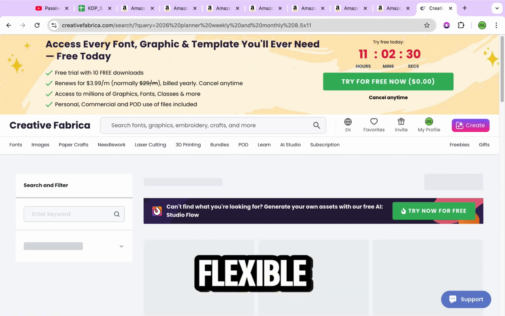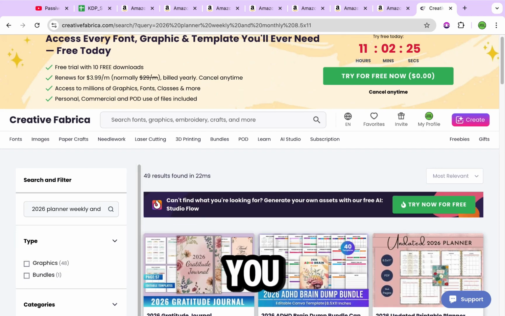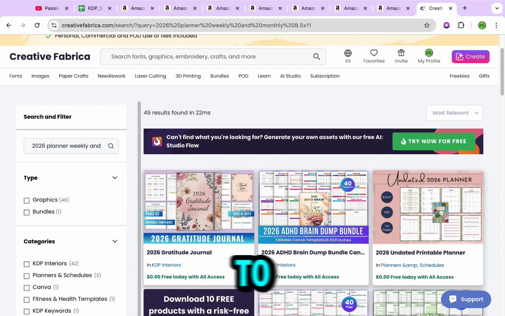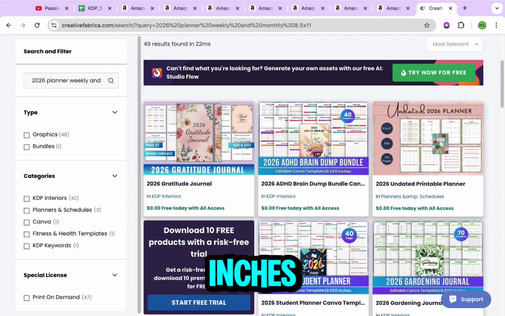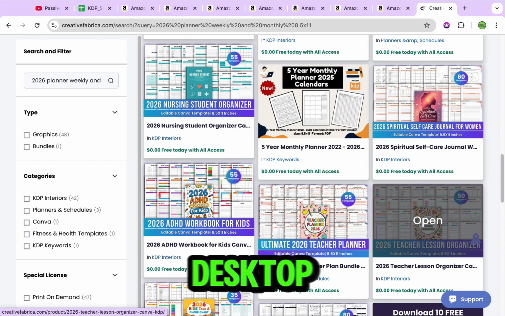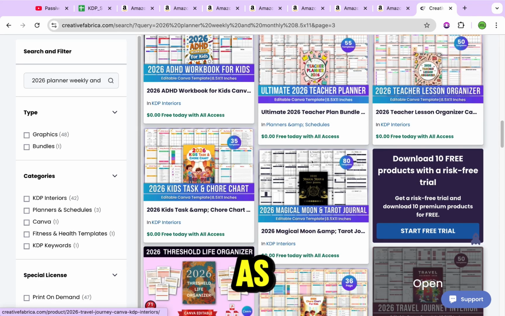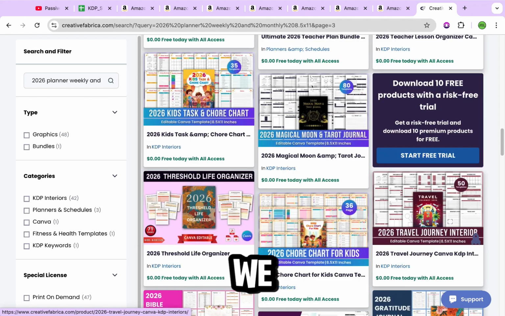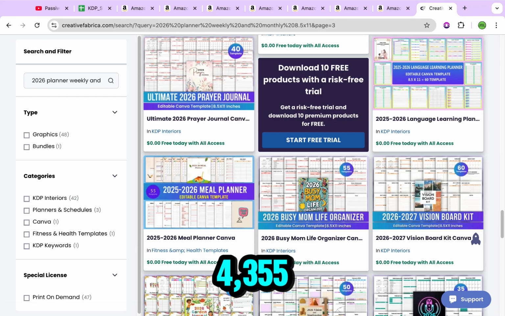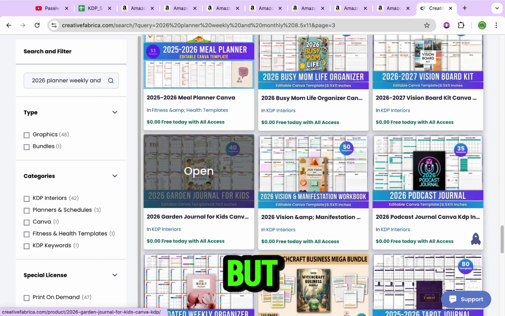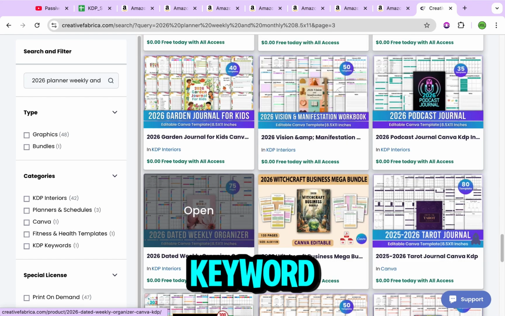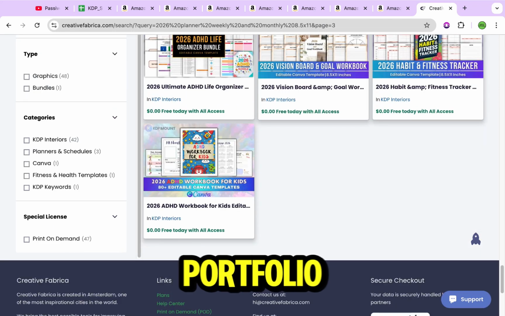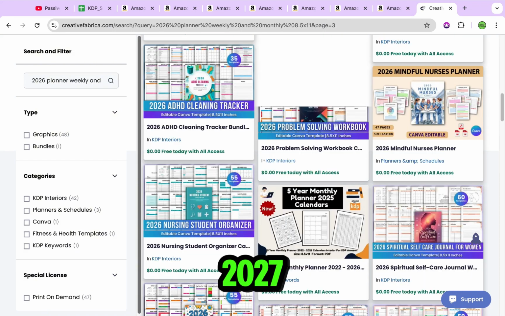but that also comes with its bonuses because you can be flexible in terms of the sizing, whether you choose to do an 8.5 times 11-inch large print, or whether you decide to do it a pocket size 6 by 9 inches. 8.5 times 8.5 also is a desktop planner that works best as well. So we've got the niche score here, 78, green light, ready to go. We also have the total results, 4,355. It is on the higher scale, but you could also be able to utilize this wonderful keyword for anything to do with the planner that you currently have published in your KDP portfolio for 2026 or 2027.